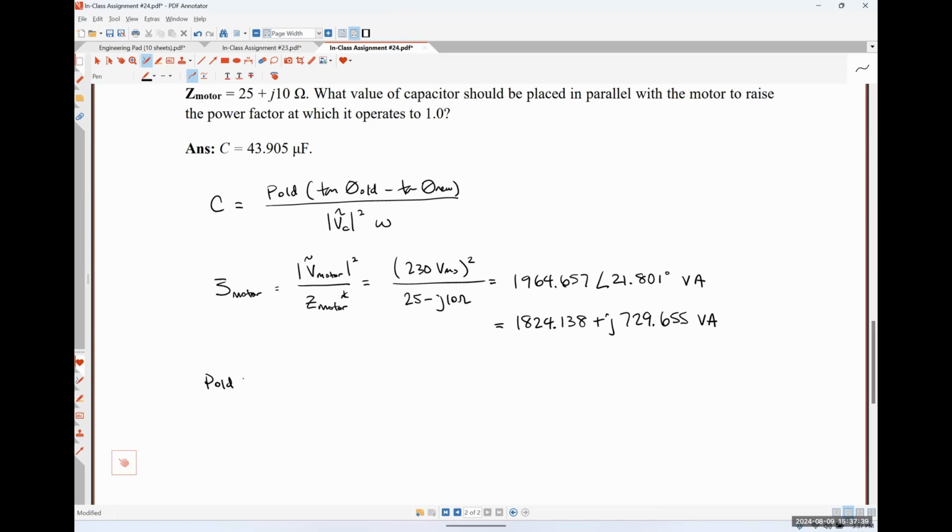So what's P old? 1964.657. I disagree, because that is the apparent power, and we're looking for P, which is the average power. Would that be 1,824? The real part of the... Exactly right. The real part of the rectangular form, 1824.138.